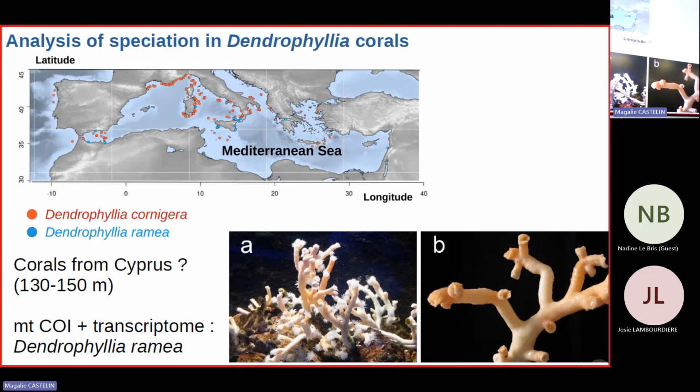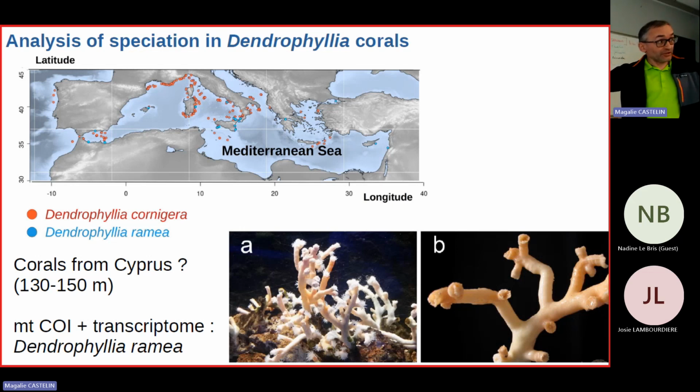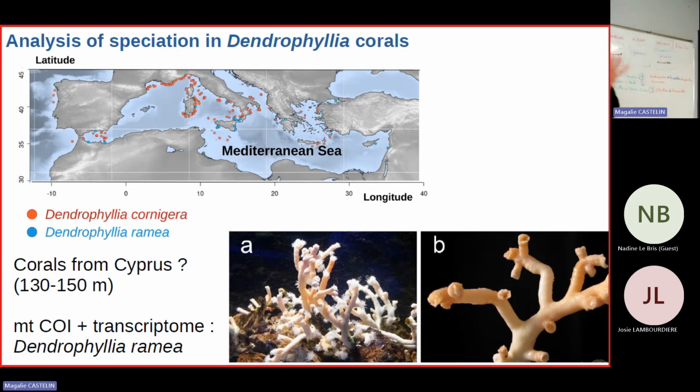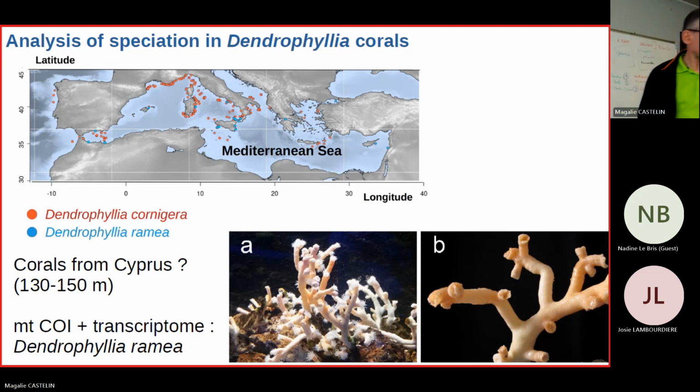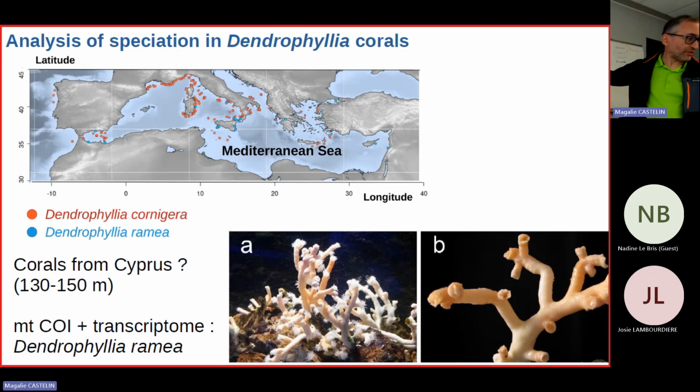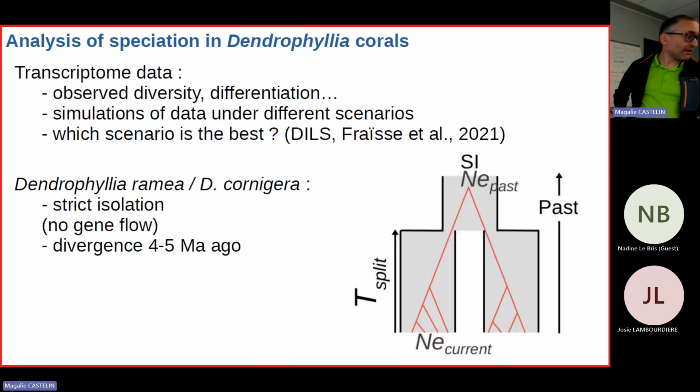Then I sequenced the transcriptome, which means all the expressed genes, the genes expressed by these species. So it's just a part of the genome, it's what is transcribed. In fact, you get messenger RNA and you sequence all of this. And from all these sequences, you get two pieces of information. First, there are very clear differences between cornigera and ramea. And second, the corals from Cyprus are indeed Dendrophyllia ramea. So this is okay to say what it is.